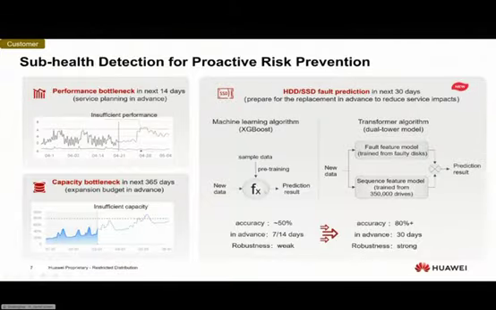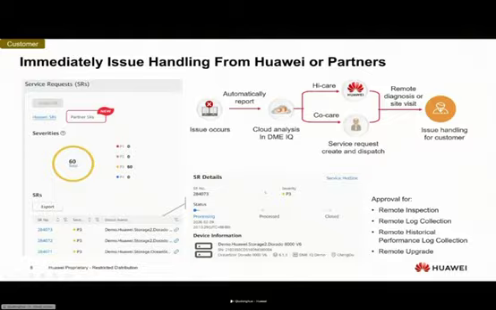And also for the customer, maybe you have to know the features for the core form. Once an issue happens in the customer storage, it can automatically report to the cloud, and the cloud can analyze and then create the service request to the Huawei tech team, so that we can remotely help the customer to handle the issue in time.